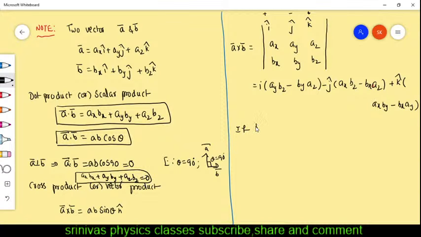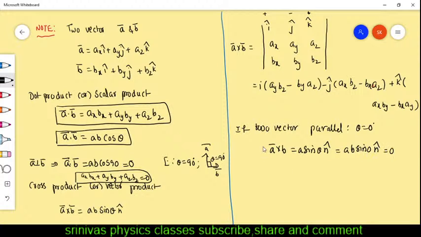If two vectors are parallel, then theta is 0, meaning a bar cross b bar equals, we have one formula, ab sin theta n cap. In that you write ab sin 0 into n cap. Sin 0 value you will get as 0, then the cross product will become 0. Cross product is this one only. Here we have another cross product formula; that will also become 0.